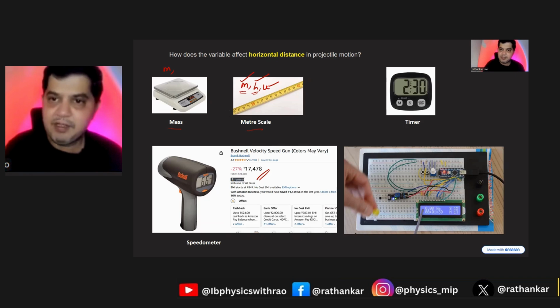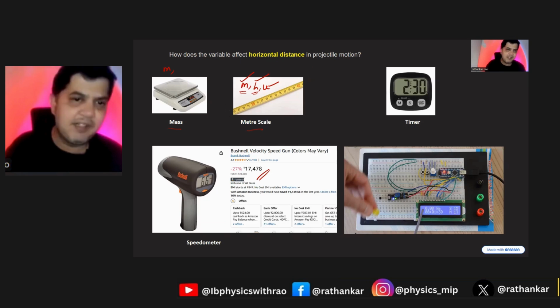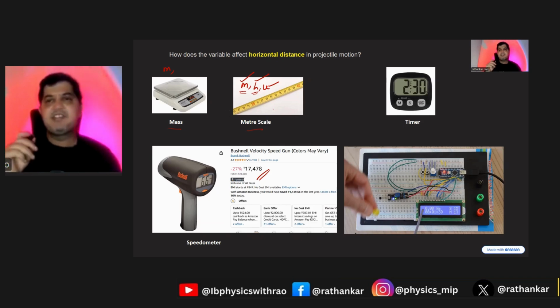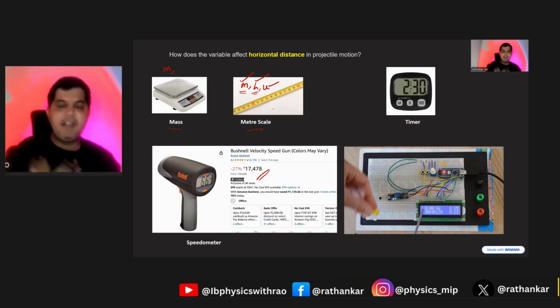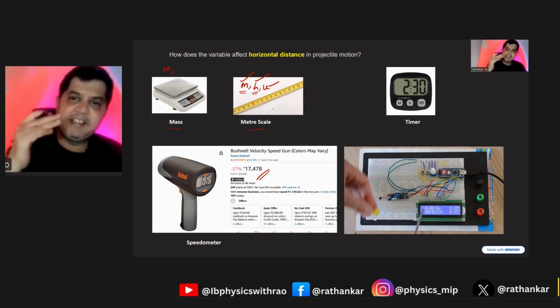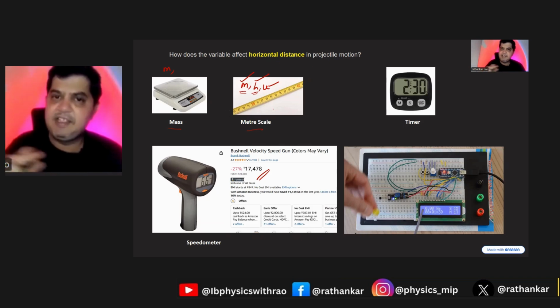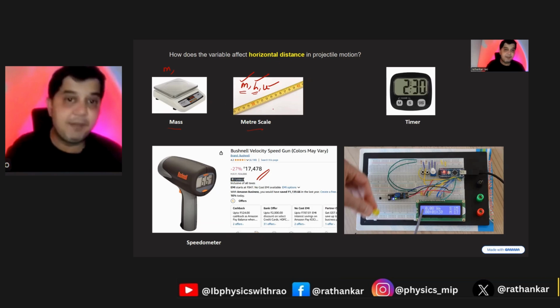So therefore, I would always try to go with the initial velocity. Initial velocity is very simple to work with. Mass is a very trivial task, I will not go for it. Meter scale. What is this now? Vertical height. Vertical height, I will definitely go for it. I can change the vertical height, and I can find out as the vertical height changes, how the distance actually changes. This is a feasible one. You can always do it, so you can go with this.